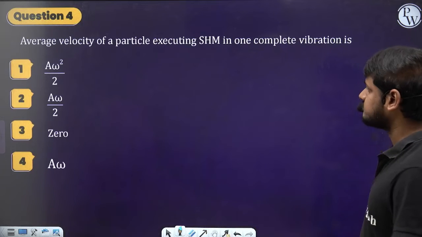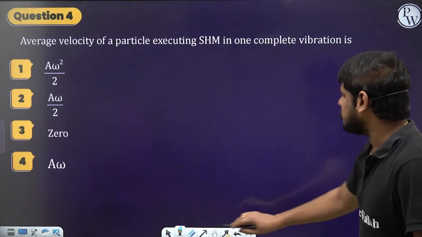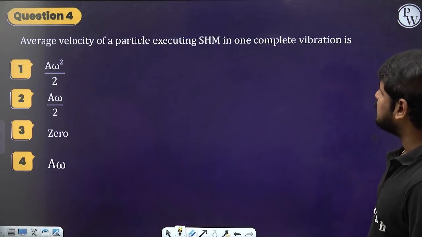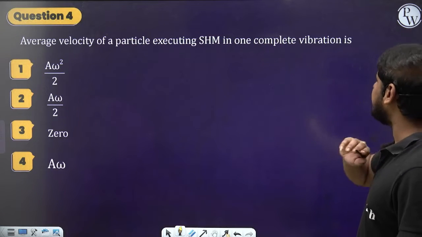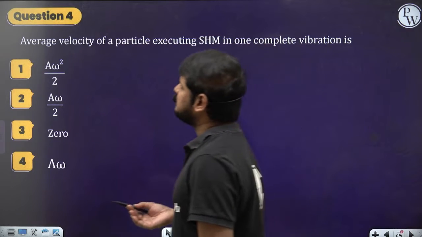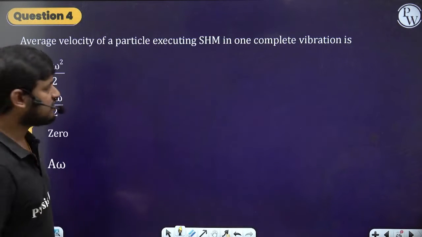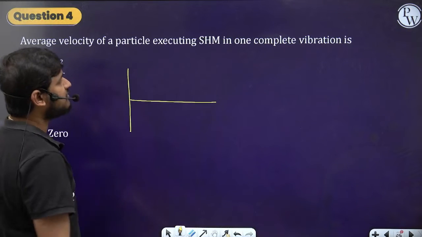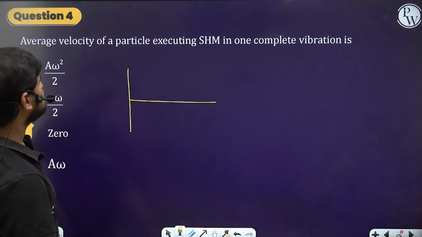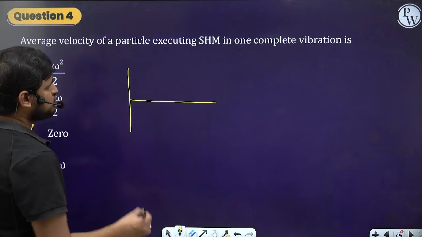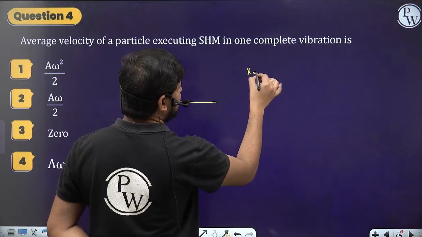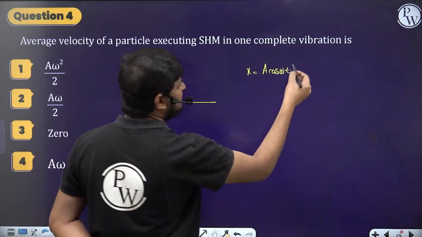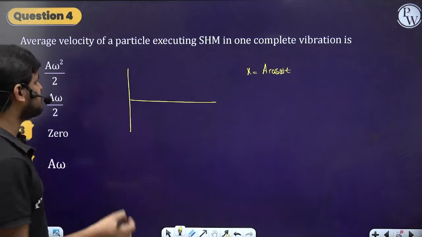Next. So we got a simple question. What does the question say? The average velocity of a particle executing S.H.M in one complete vibration. Here it can start from the mean position, or from the right extreme position, or any graph you can take. So from the graph you can answer this question easily. In one complete vibration, let me consider the equation of S.H.M as x equals a cos omega t, starting from the right extreme position. Any equation you can consider.